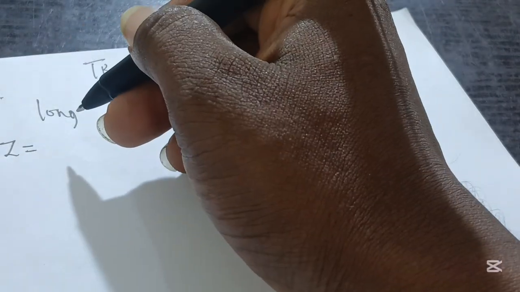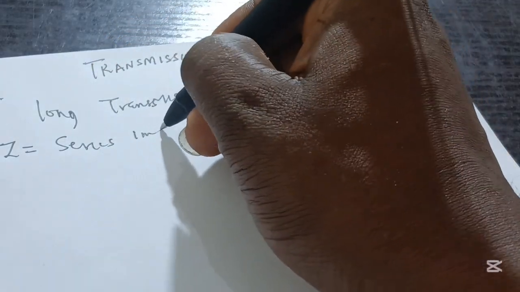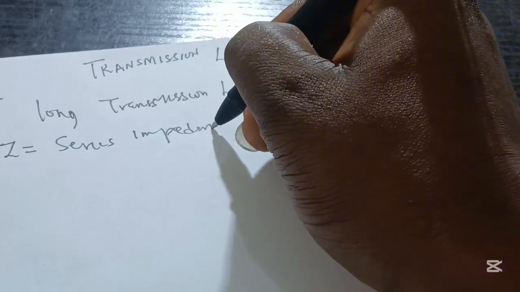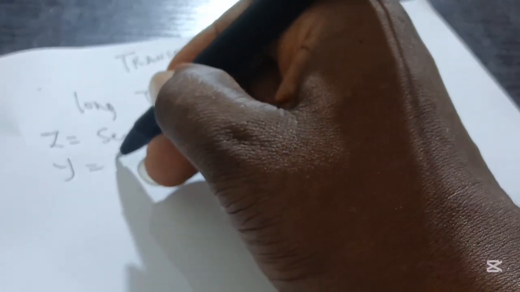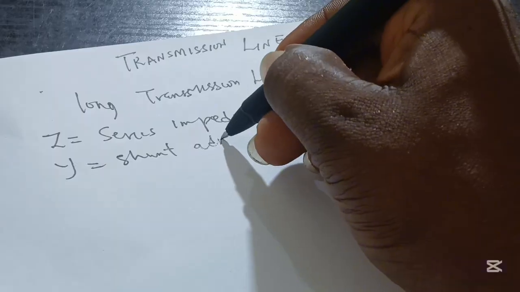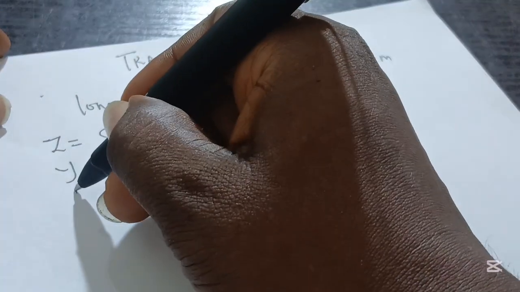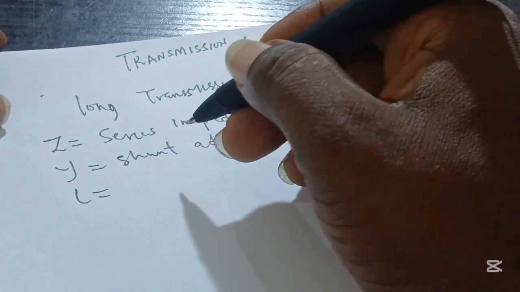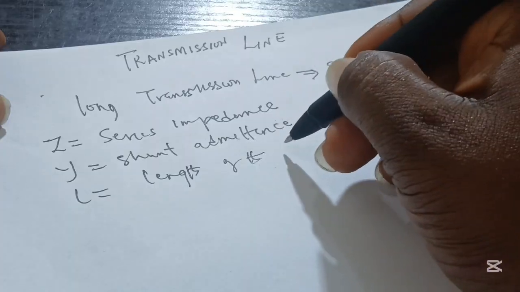We'll look at Z, which will represent series impedance. We'll also look at Y. Y is representing shunt admittance. We'll look at L. L is the actual length of the line.